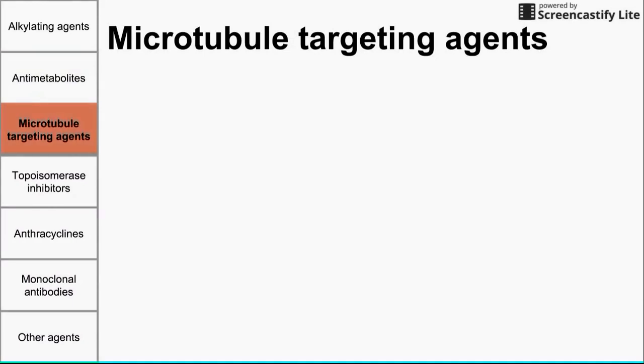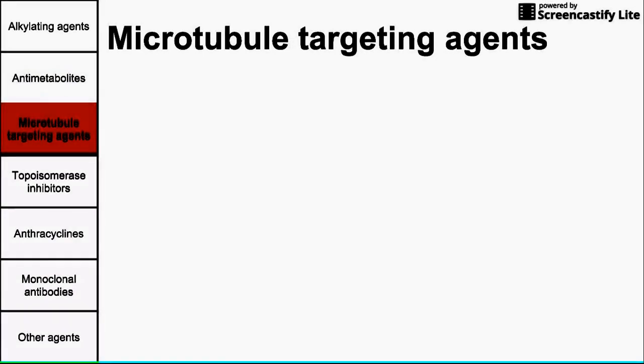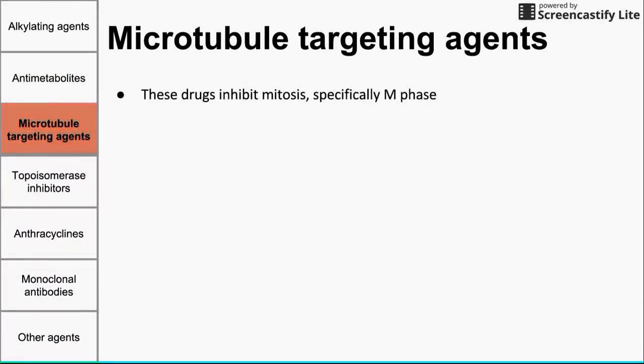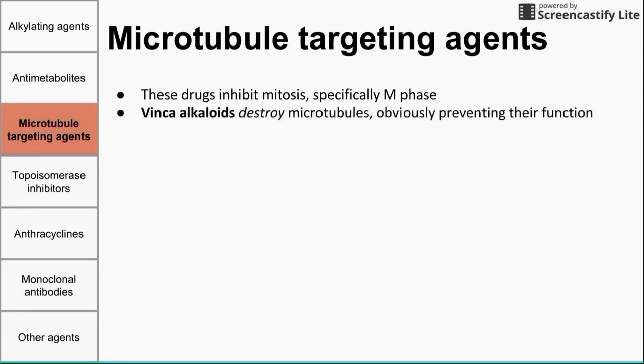Now, another class, microtubule targeting agents. These drugs inhibit mitosis. Mitosis, of course, occurs during the M phase. They specifically target the microtubule activity during mitosis. We're going to talk about how they do that. Vinca alkaloids firstly destroy microtubules. Easy to remember: Vinca alkaloids destroy microtubules, and that obviously prevents their function.